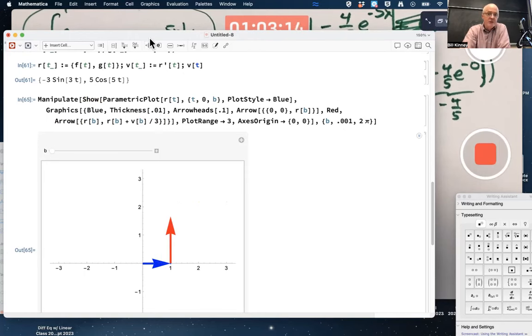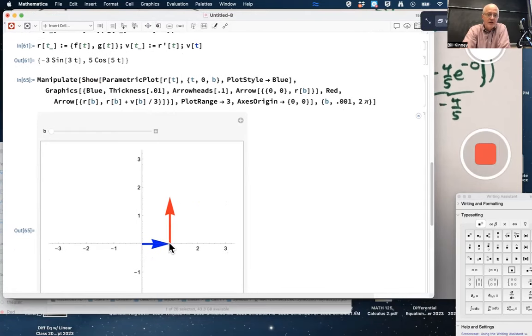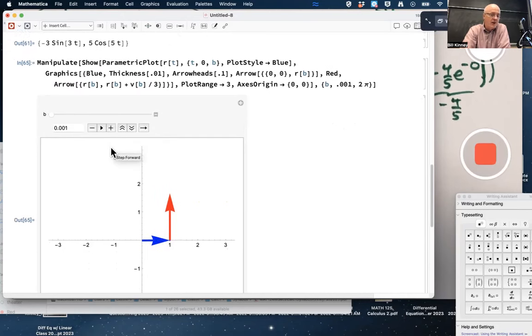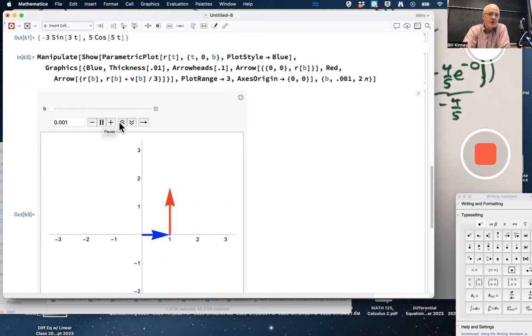So there you see a blue arrow. That's the position vector. It's pointing to the location of the object as it moves. The red arrow is called the velocity vector. That's pointing in the direction of motion at any instant in time.